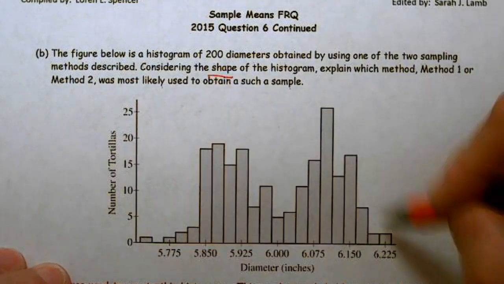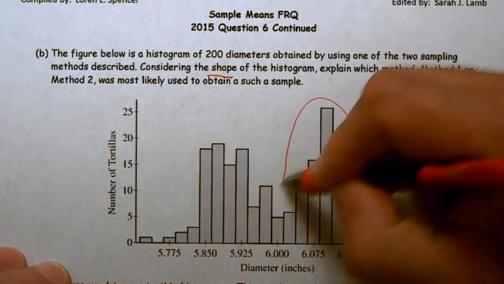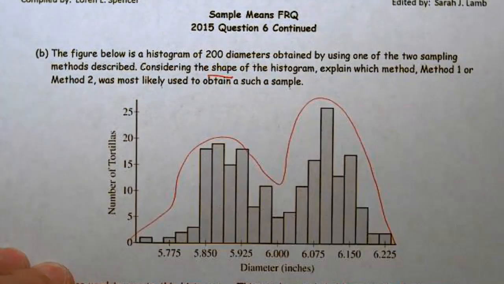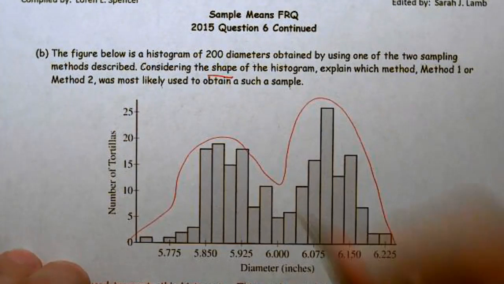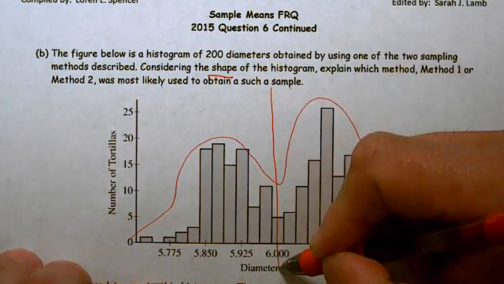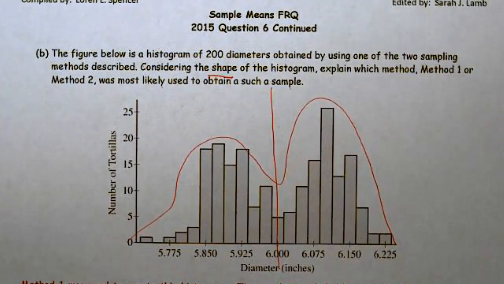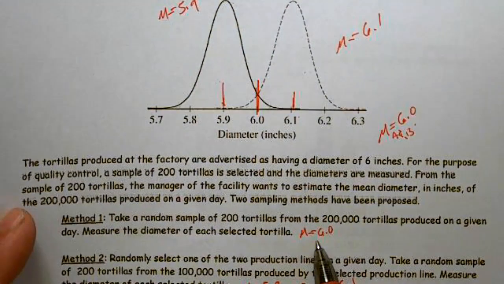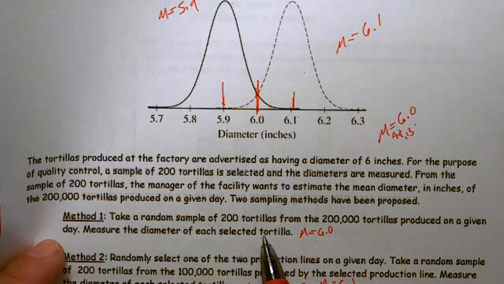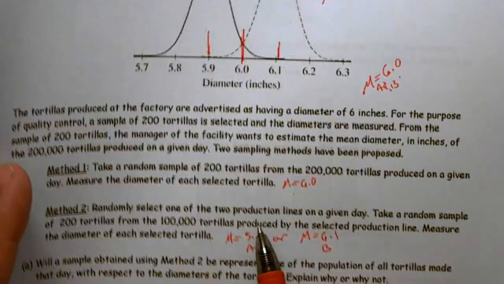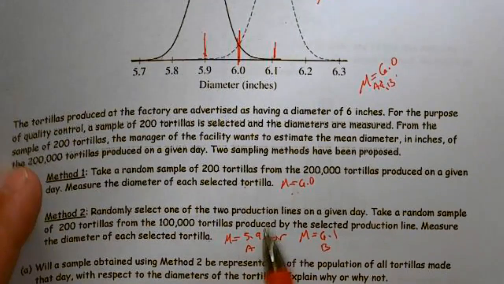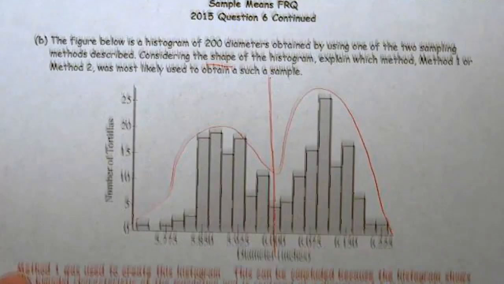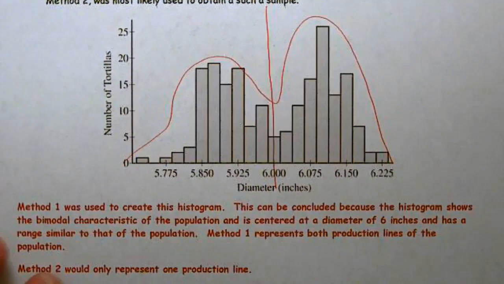Well, sometimes it helps to put a curve to this. If I put a curve to this, I've got a bimodal shape, and if I had to draw a line, it looks like it's centered about 6. Well, we said earlier that method 1 would take the entire population and would be centered at 6. We also said method 2 would not provide a bimodal. So this had to be method 1. So method 1 was used to create this histogram.